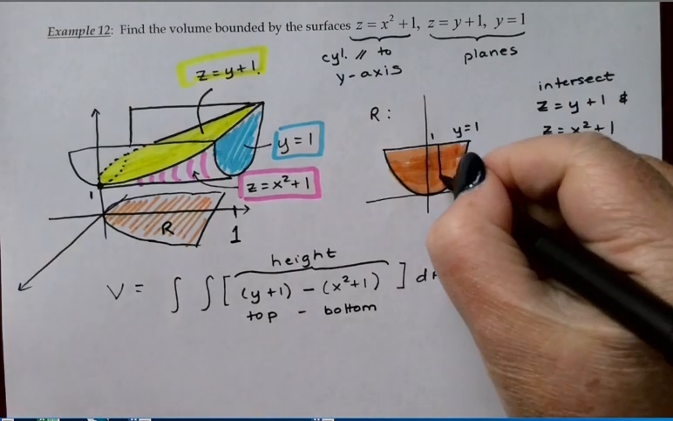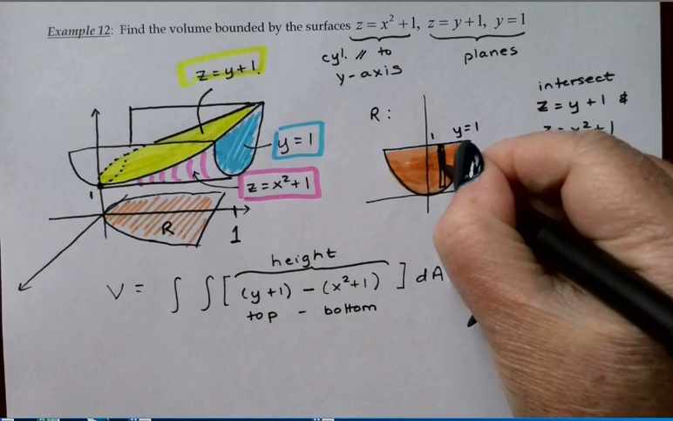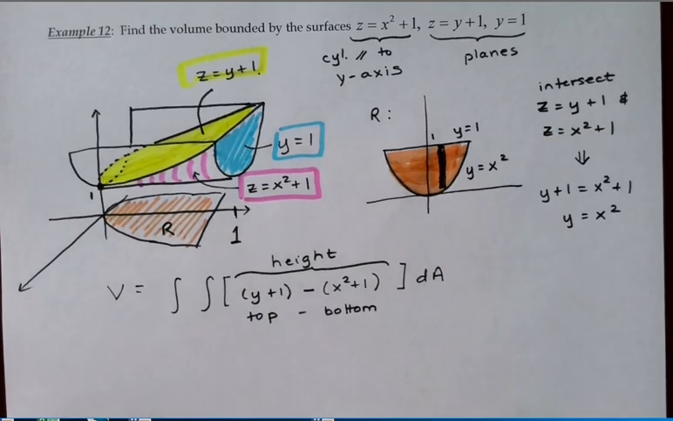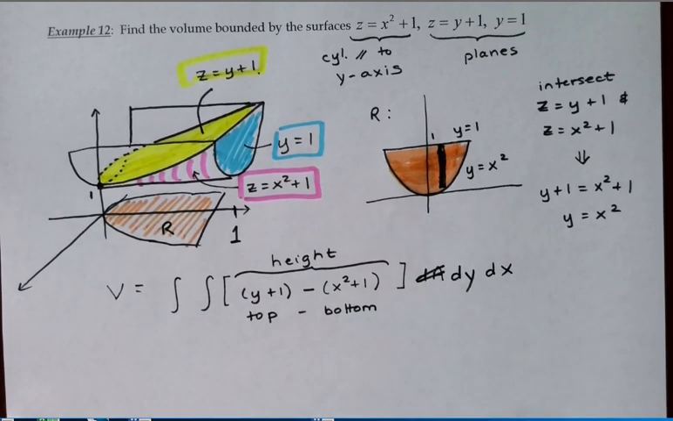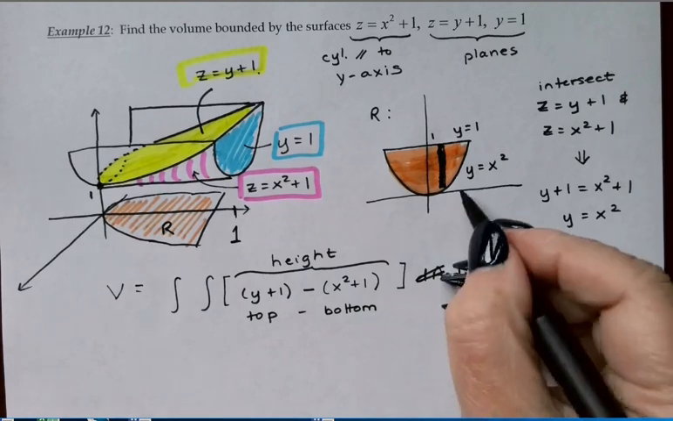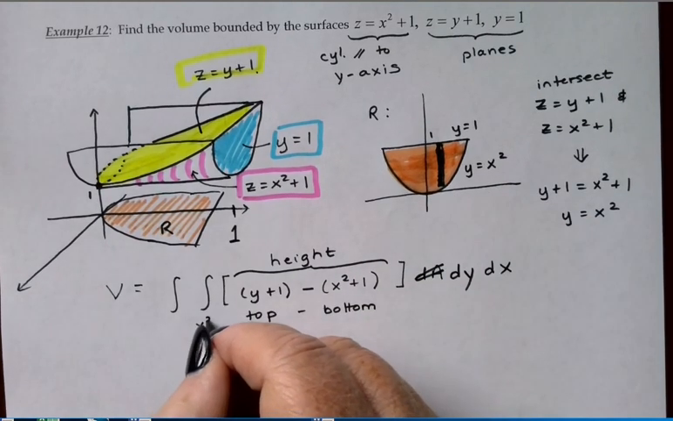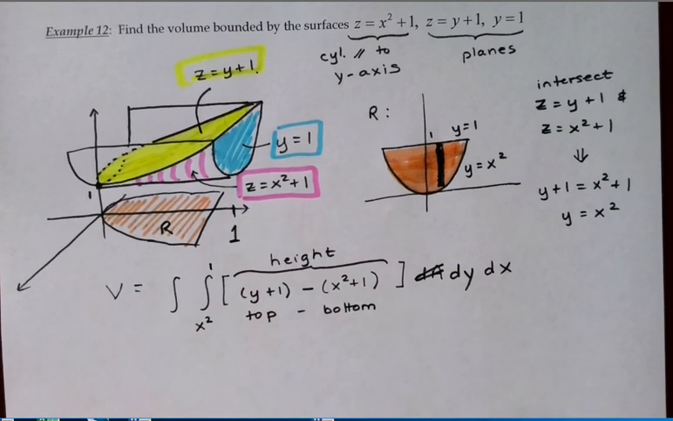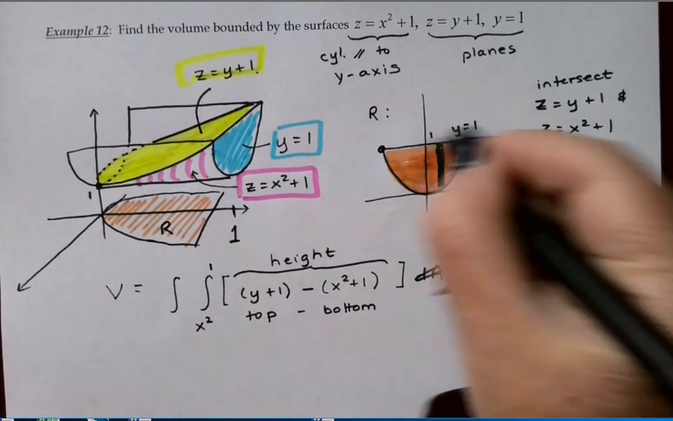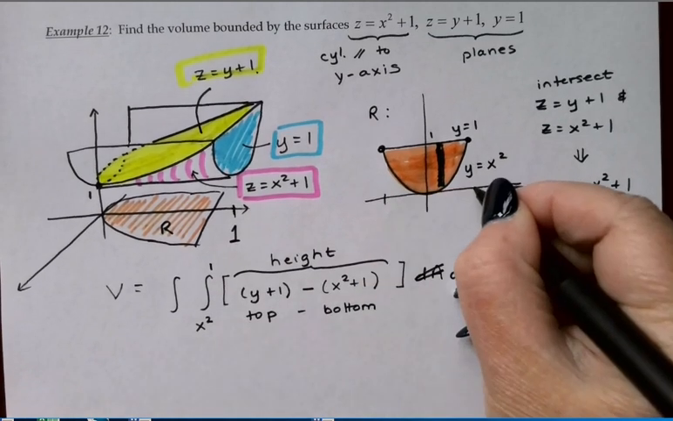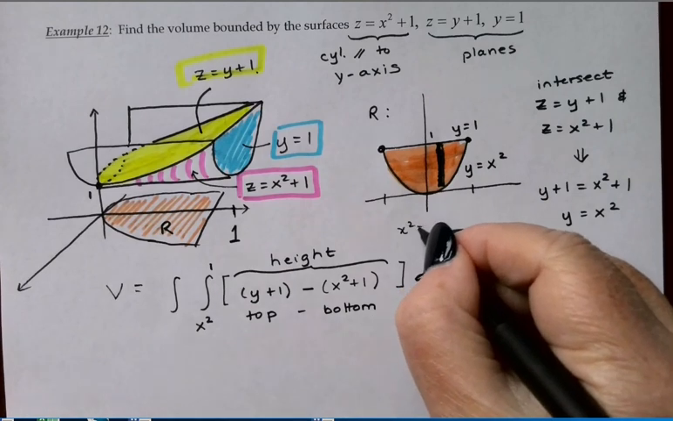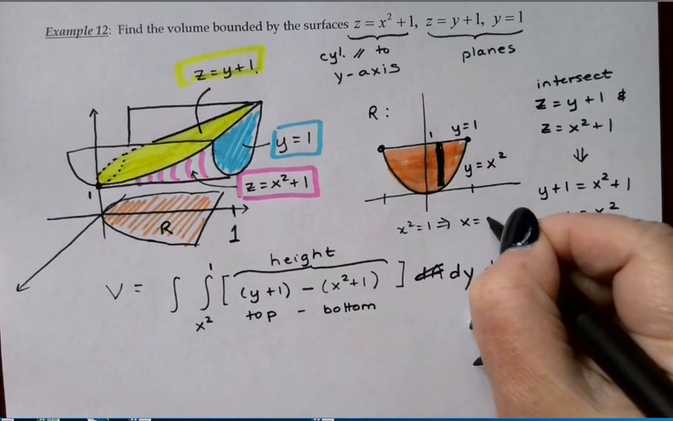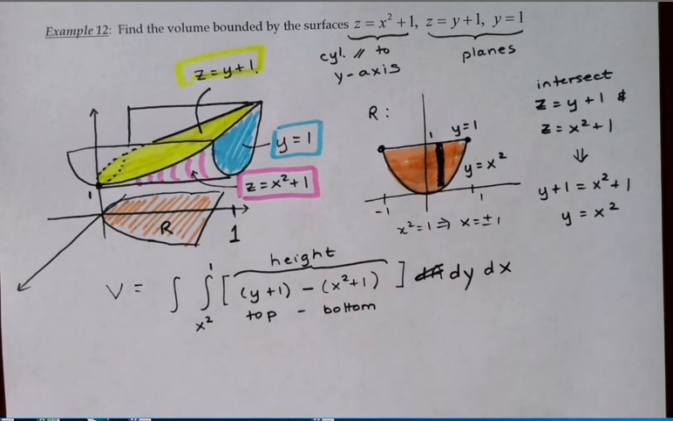Let's go with vertical rectangles to get our limits of integration. And since I'm doing that, that really commits me to dy first and then dx. Y, bottom to top, goes from x squared to 1. And then the x values would be those intersection points. If I set those equal to one another, x squared equals 1. X is plus or minus 1. And that gives me my limits of integration on the x.